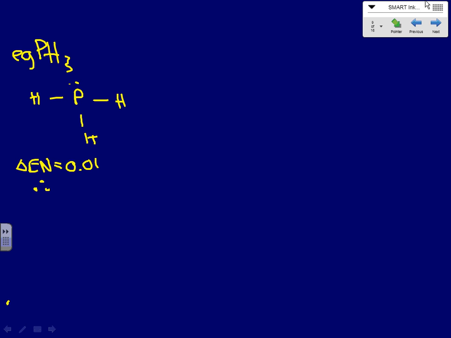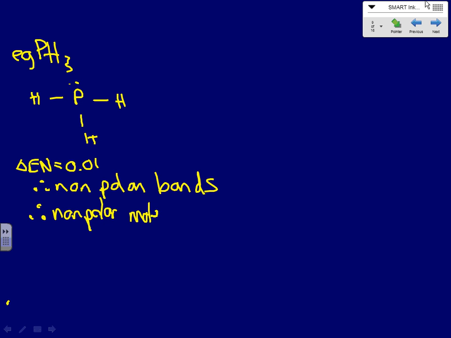Therefore, what's true about those bonds? They're non-polar bonds. And if none of the bonds are polar, which means there are no dipoles in that molecule, what must be true about the whole molecule? It's non-polar. This is the easiest example. If the bonds aren't polar, then you can jump right down to non-polar molecule. If the bonds aren't polar, the molecule isn't polar. Those molecules are not sticky in any way. That would be a gas. Okay?